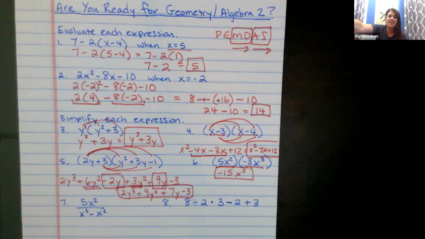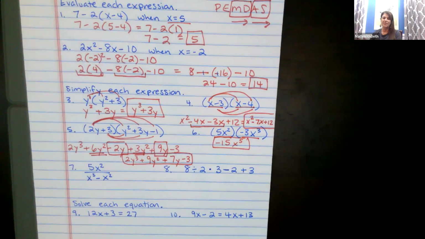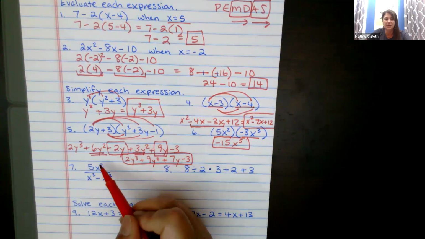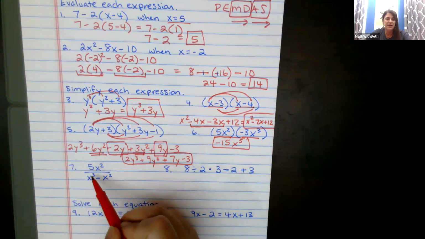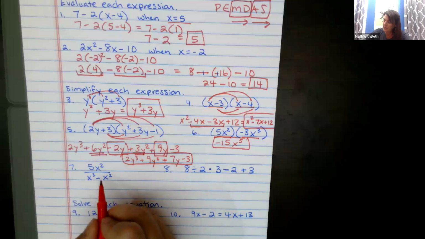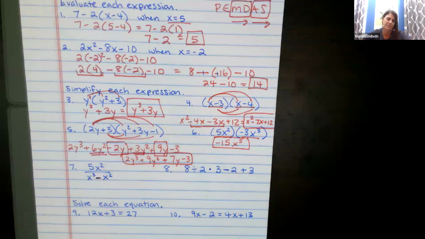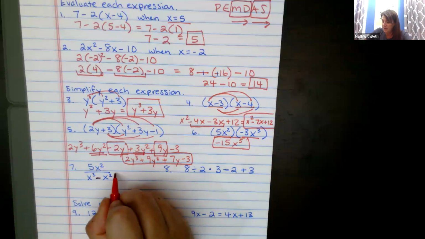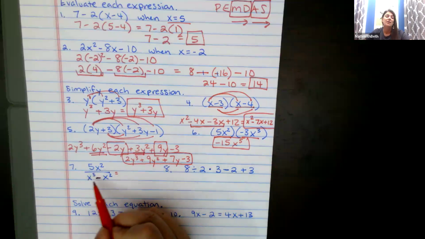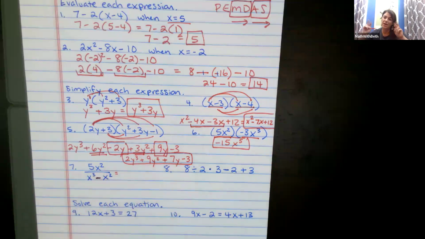For number 7, there is nothing I can do right this second as far as reducing. Even though there's an x to the second, x to the third, I can't reduce them because this minus down here is locking these two things together. So either there's nothing I can do, or maybe I can do something with the two terms that are locked to kind of unlock something, which is what we call factoring.